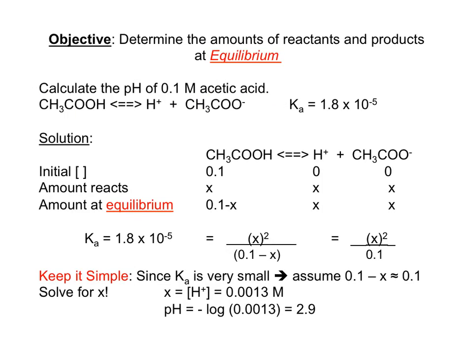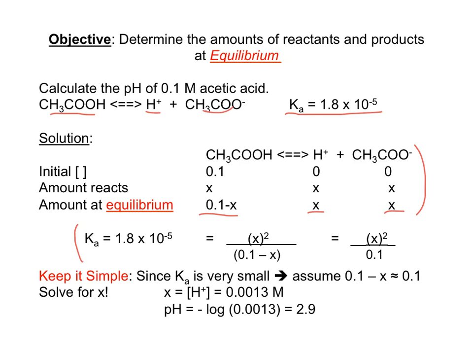The very small acid dissociation constant tells us hardly any of the acetic acid is going to break up into its ions. This shows how to set up your equilibrium calculation. And then we substitute these values, which are the equilibrium concentrations, into our equilibrium constant expression.